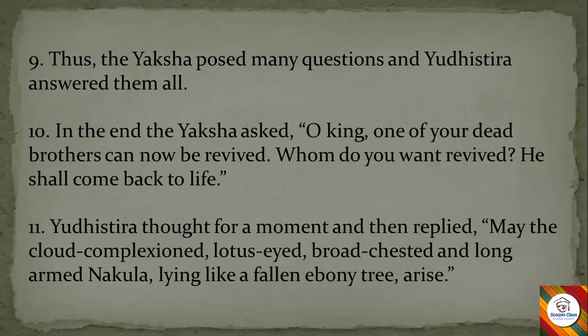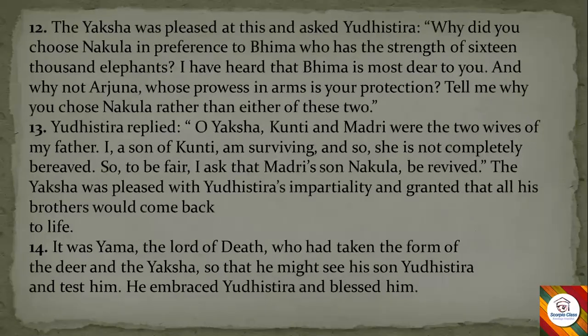So Yudhishthira thought for a moment, whose name shall I tell, because they were all his own four brothers there. So he said, "May the cloud complexioned, lotus eyed, broad chested, and long armed Nakula, lying like a fallen ebony tree, arise." So he said, I want Nakula to be revived. As soon as he said his name, he got up and stood. He was again in life.